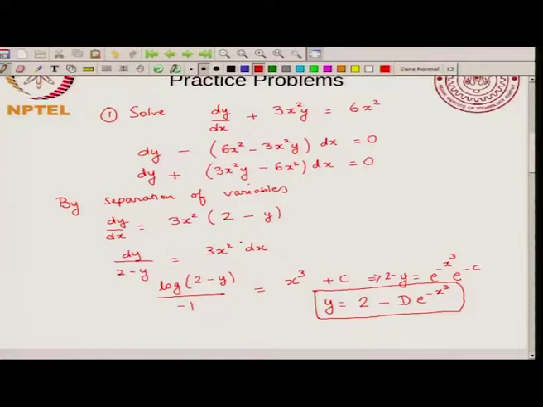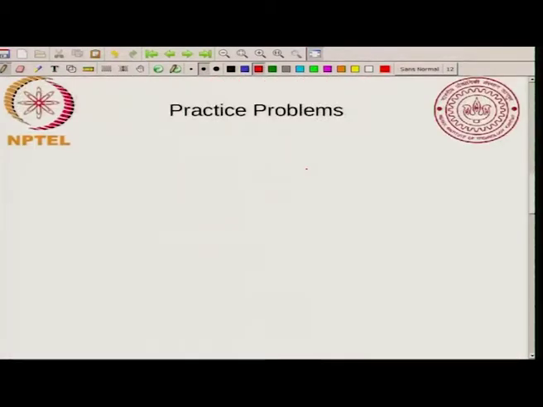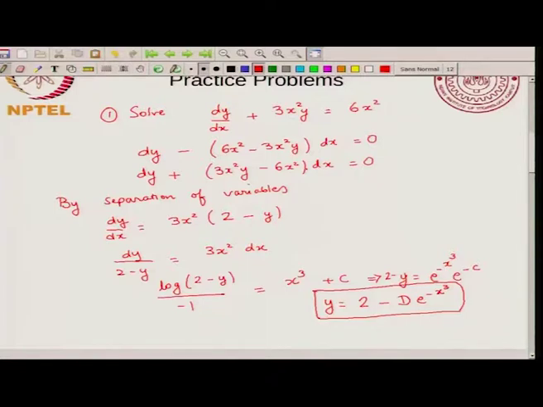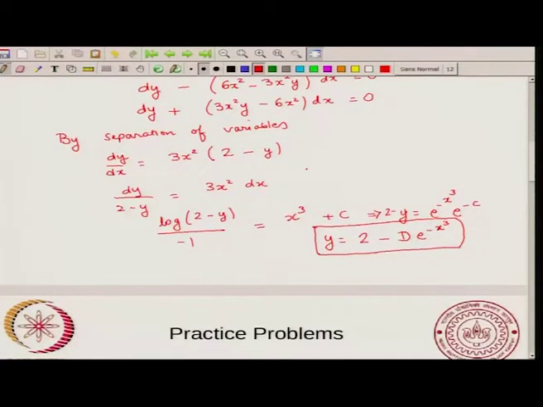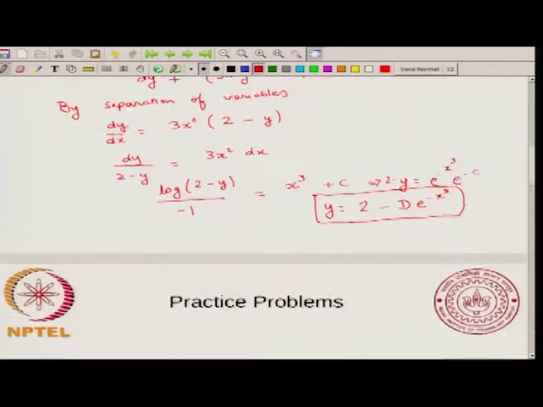In order to do this I will write the differential equation in this form. So, dy plus 3x square y minus 6x square dx equal to 0. Let us rewrite this again. I will take the right hand side, that is 3x square y minus 6x square dx plus dy, 3x square y minus 6x square dx plus dy equal to 0.